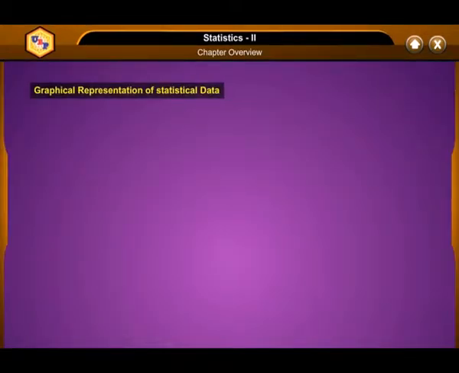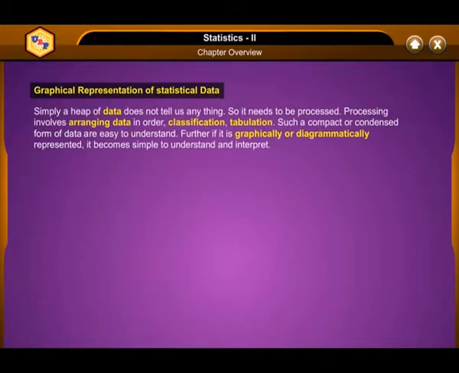Graphical representation of statistical data. Simply, a heap of data does not tell us anything. So, it needs to be processed. Processing involves arranging data in order, classification, and tabulation. Such a compact or condensed form of data is easy to understand. Further, if it is graphically or diagrammatically represented, it becomes simple to understand and interpret.